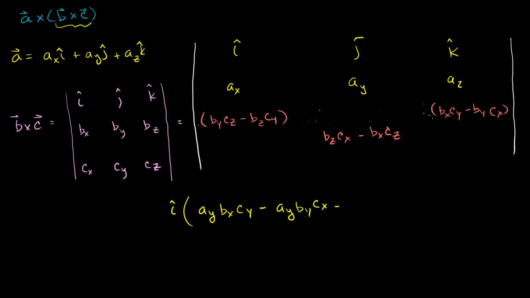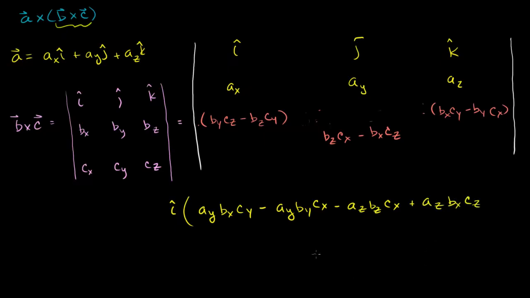So it's minus, or negative, a_z b_z c_x. And then we have a negative a_z times this. So it's plus a_z b_x c_z.